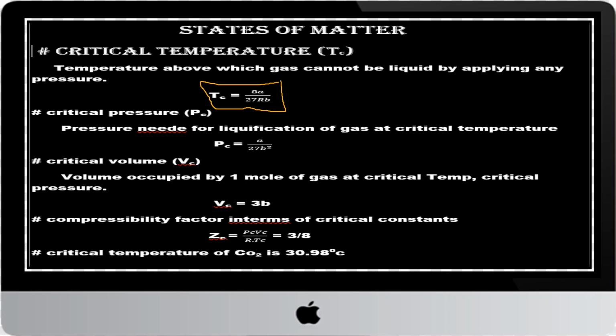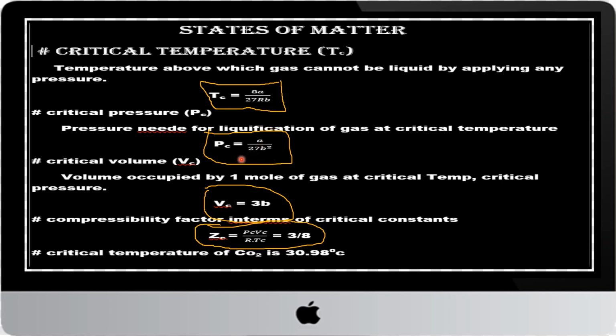You should learn by heart all the critical pressure equation, critical volume equation, and the compressibility factor, which are the critical constants. You should remember all of this for quick revision, getting marks quickly and saving time in the final exam. Time saving and time management is the major factor in the final exam. Coming to critical pressure, represented as Pc, it is the pressure needed to make a gas liquefy at critical temperature. This is called critical pressure, Pc equals A by 27B square.